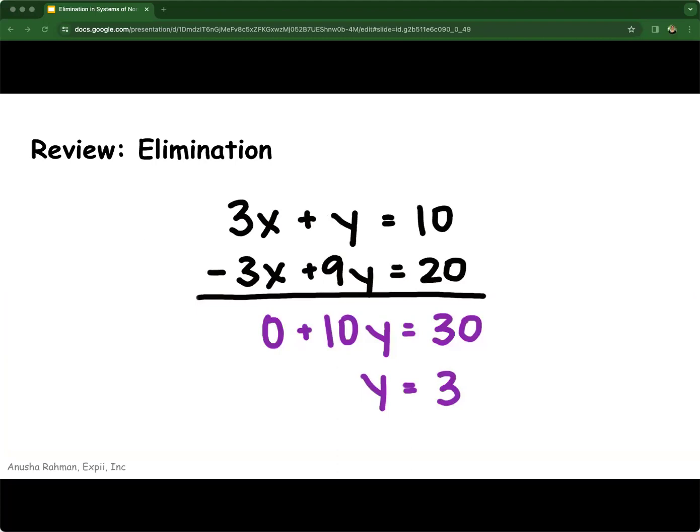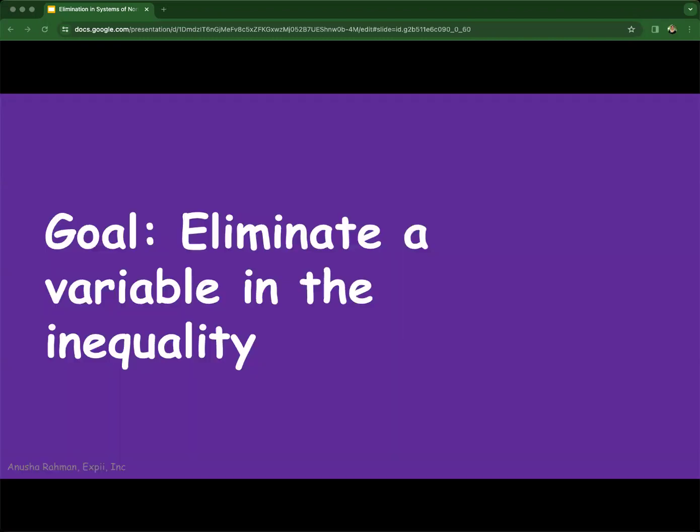So let's go back to the basics for a second. We have learned elimination before with normal equations. Our aim is to get rid of one of the variables so we can solve for the second. As we can see with this example, we eliminate the x variable so that we are only left with the y variable. Once we have only one variable, in this case the y variable, and a constant, we can solve for y. In this example, y equals 3.